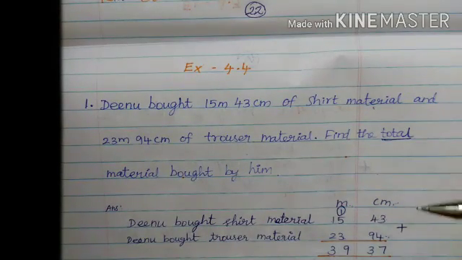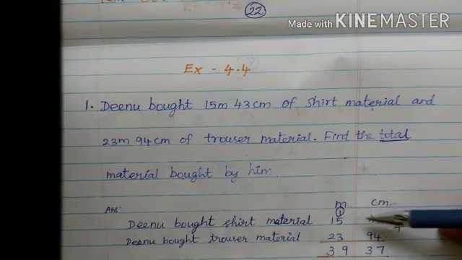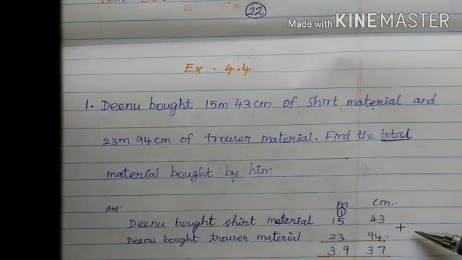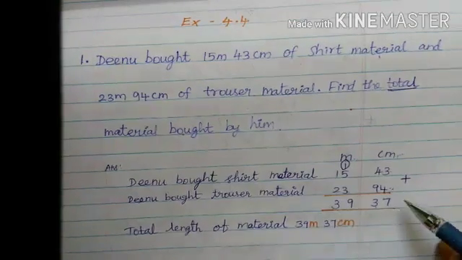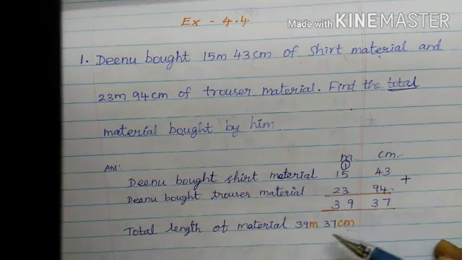So here, first arrange the order: meter, centimeter. Then arrange the numbers, then you do the addition. Adding these two measurements, you get 39 meter 37 centimeter. You understand, children?